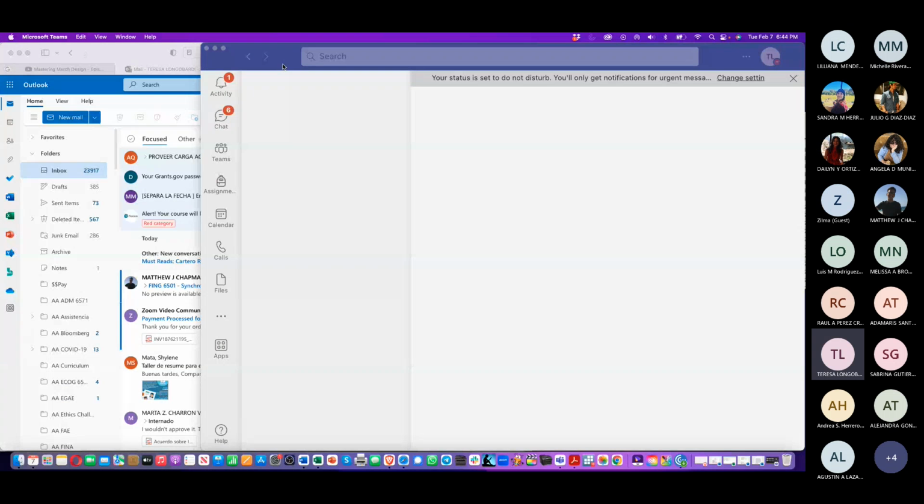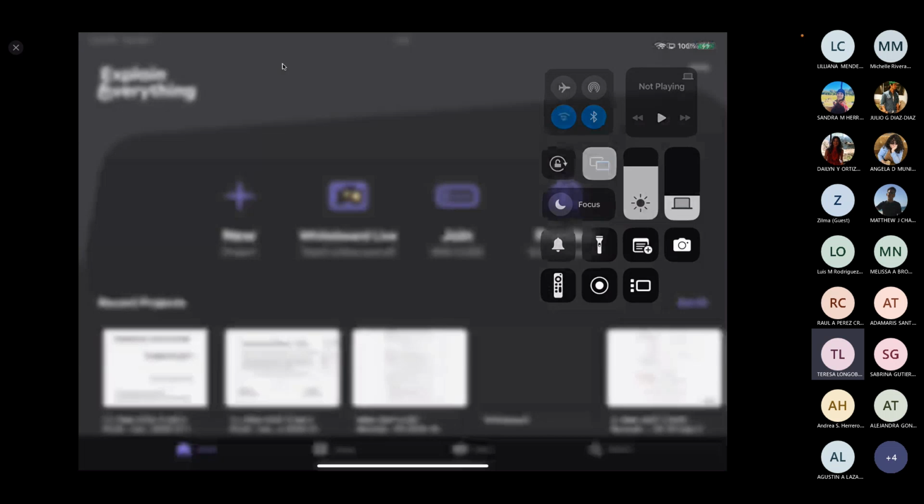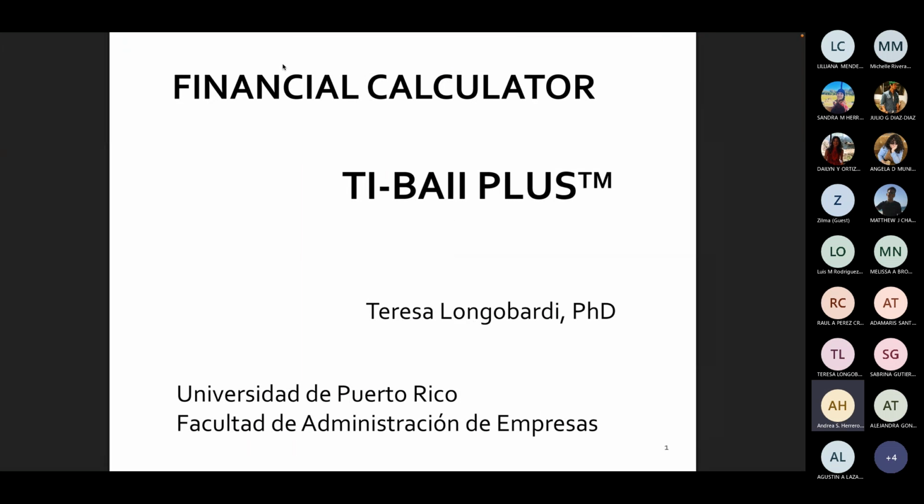Okay, you can see my screen. Yes. Do you see my projection? Yes, we can.